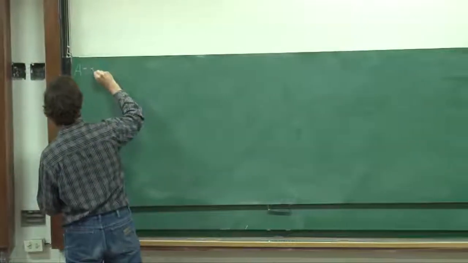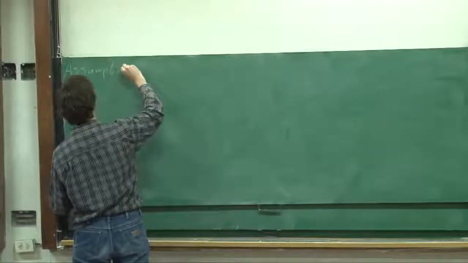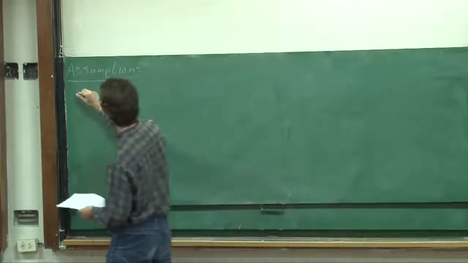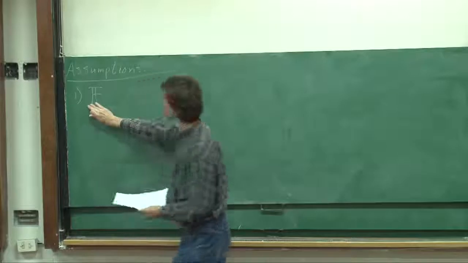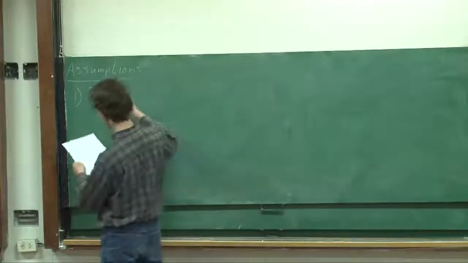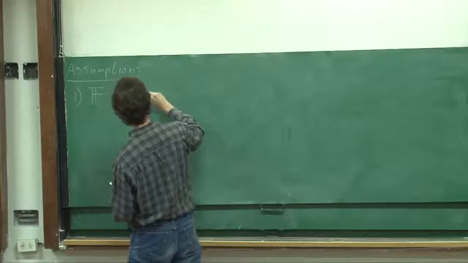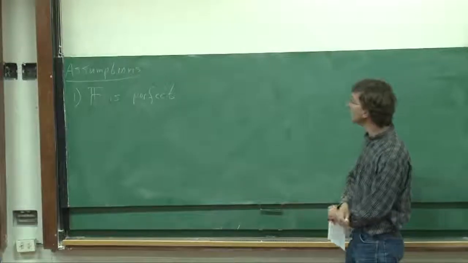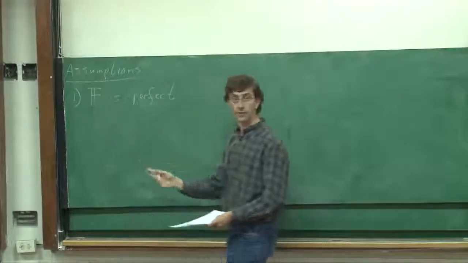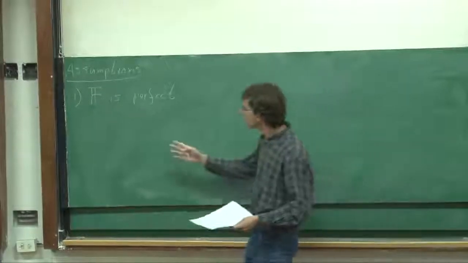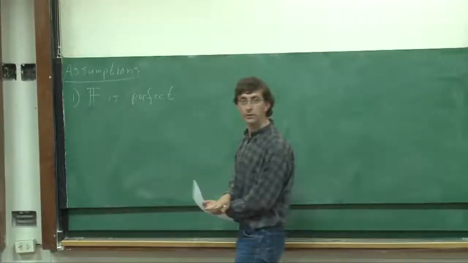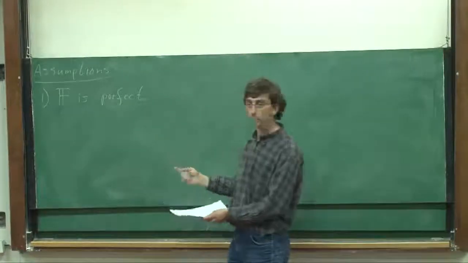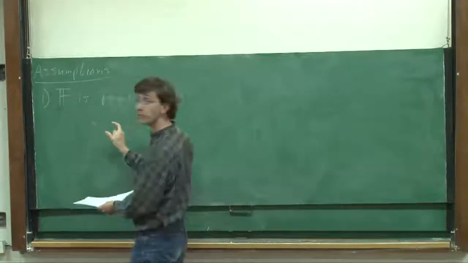Okay, just some assumptions this week. I'm going to assume in the first place that this field F, I don't want it to be too complicated, so it has to be a perfect field. A perfect field means that any finite extension of this field is a separable extension. In characteristic 0, this is not a condition at all, but in positive characteristic, perfect really means something. It means any finite extension has to be separable.